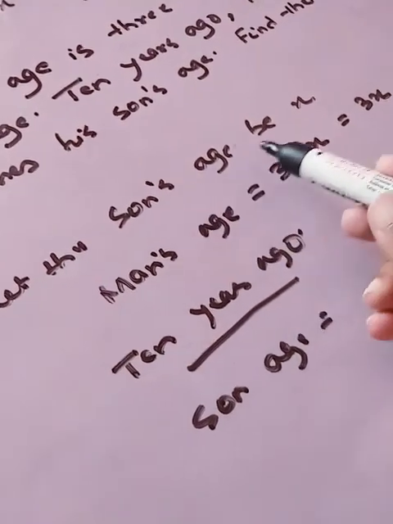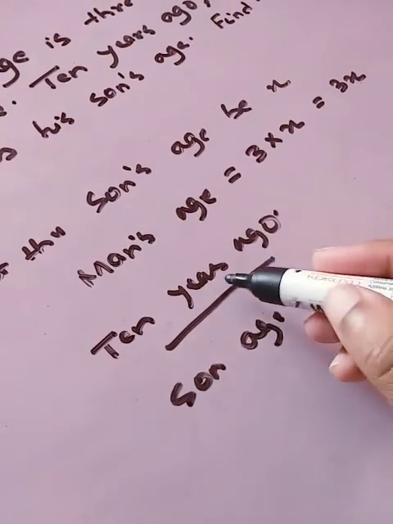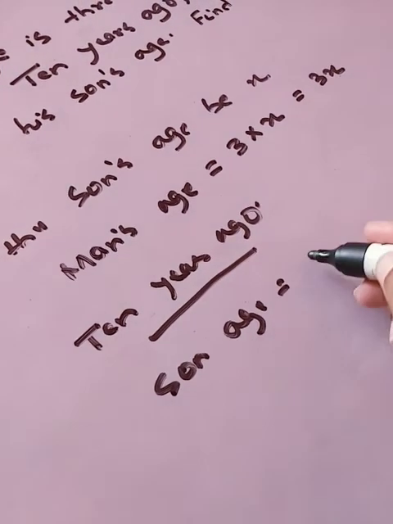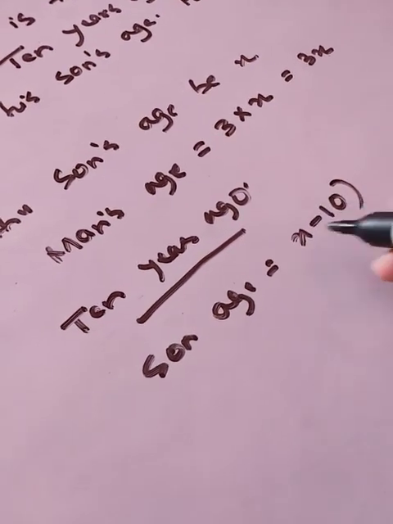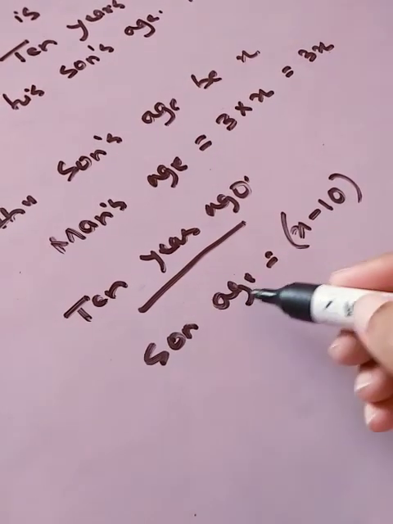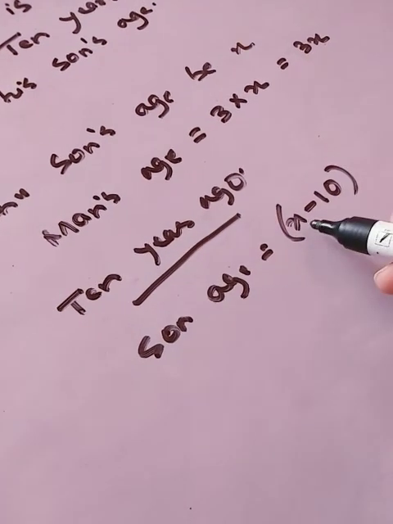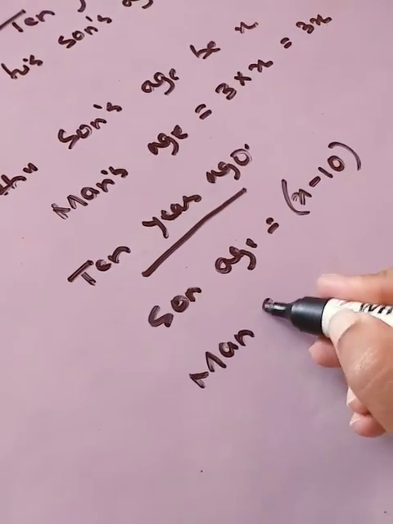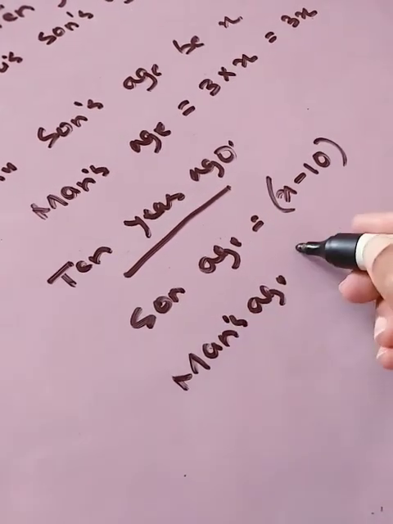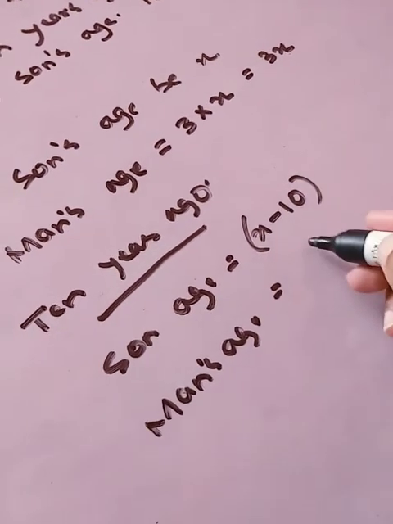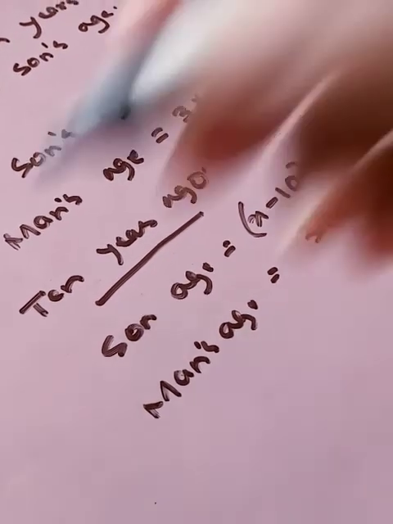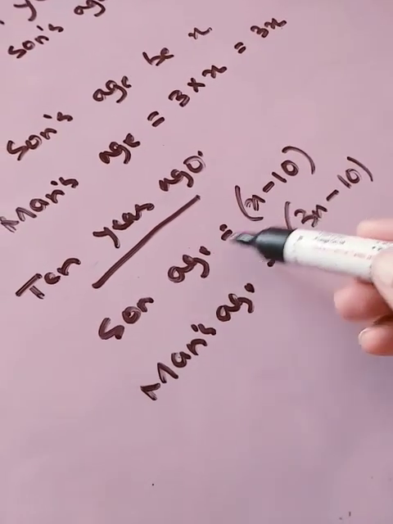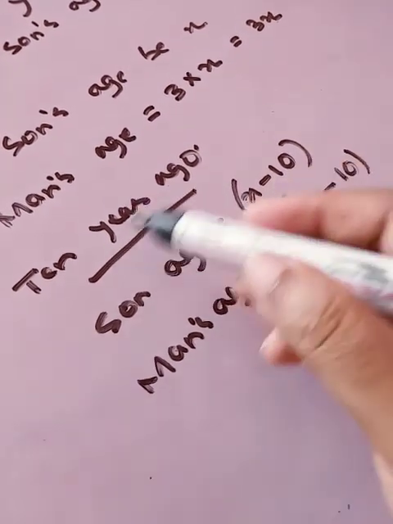Similarly, if the son's age is x now, what was his age 10 years ago? Then we have to subtract it, isn't it? So the age of the son 10 years ago is x minus 10. Similarly, we'll get the age of the man. Man's age equals to what? If his present age is 3x, his age 10 years ago would be, we have to subtract it, 3x minus 10. So now we are aware of the ages of both the son and the man 10 years back.